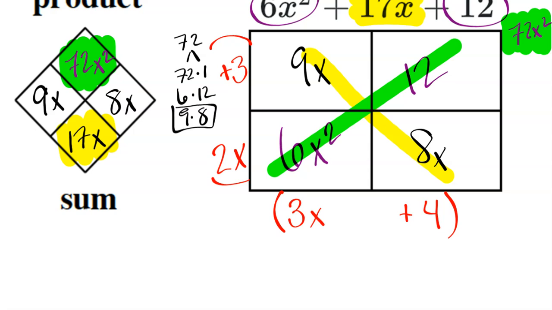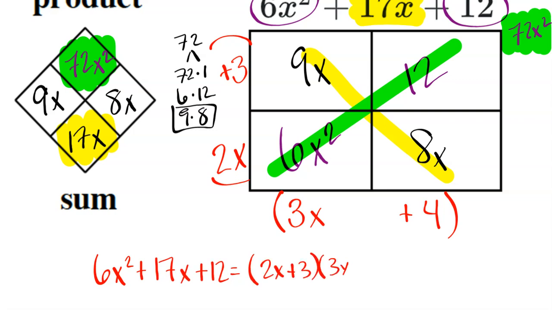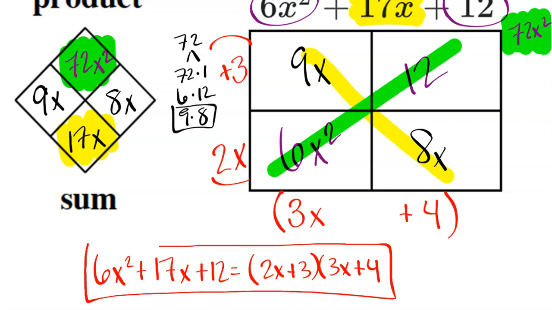And so we've got 6x squared plus 17x plus 12 factors down to 2x plus 3 times 3x plus 4. And that is now factored.